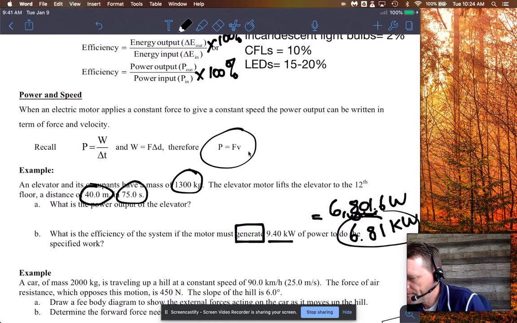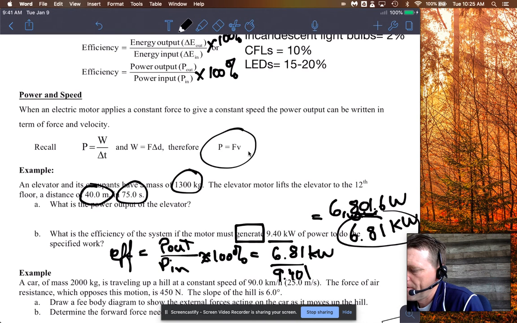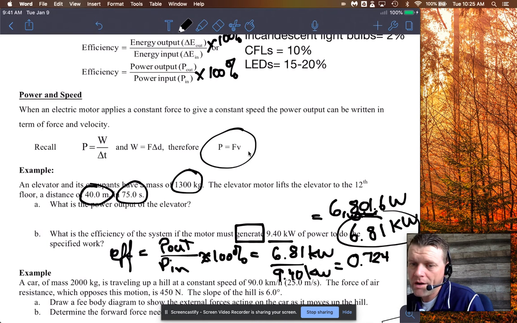So anyway, the efficiency then, we would say, is equal to power out over power in times 100, of course. Okay, so when we do that ratio, it would basically be 6.81 kilowatts over 9.4. Actually, I think when I did this calculation, I didn't round it to 6.81. I left it as 6.8016 or whatever. But anyway, it comes out to 0.724 before I multiply by 100.